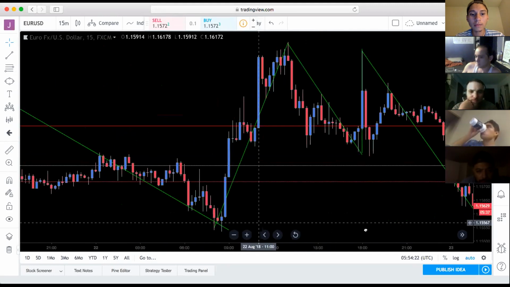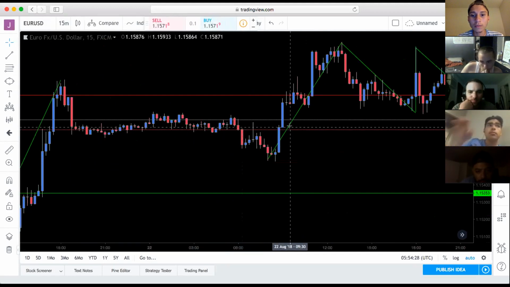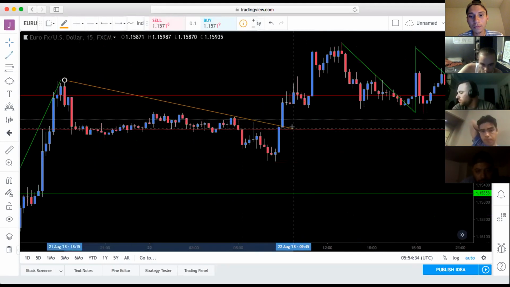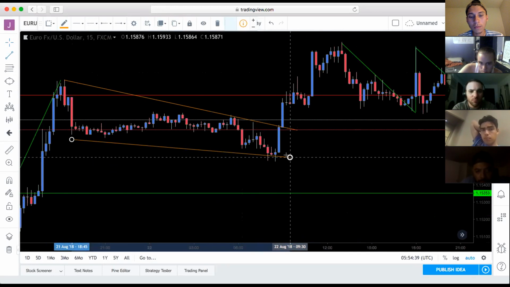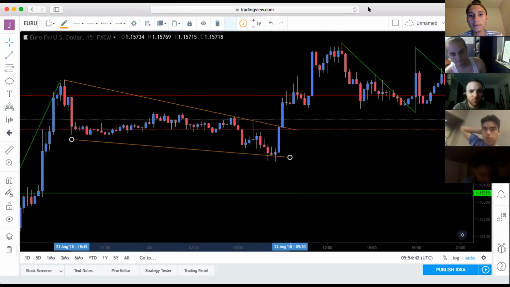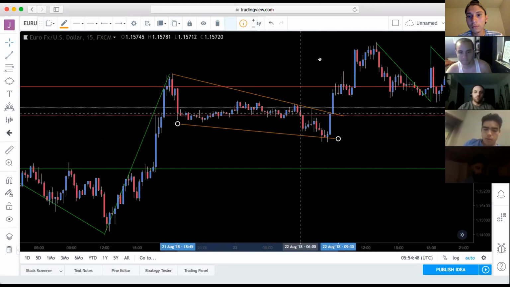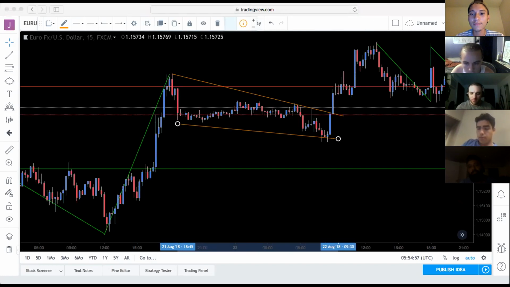Double bottom. Oh okay, we just went over this one too. Does anyone know the name of this one here? Can anyone name this pattern? Hashtag name this pattern. Yep. Well, yeah, falling wedge.